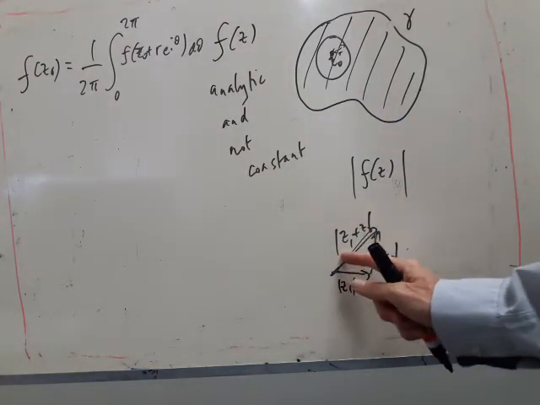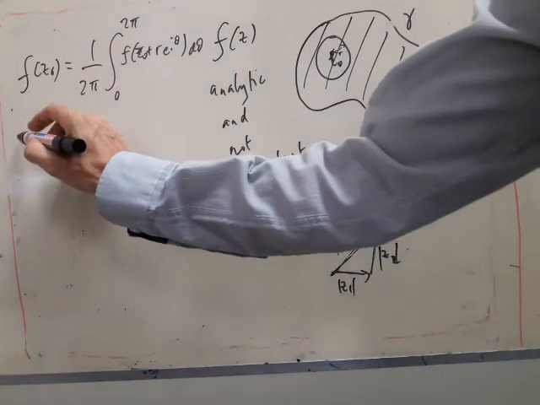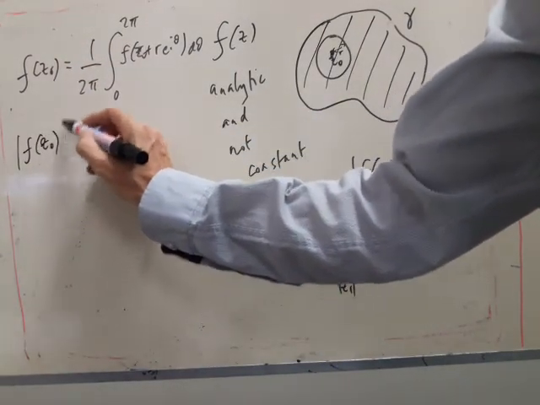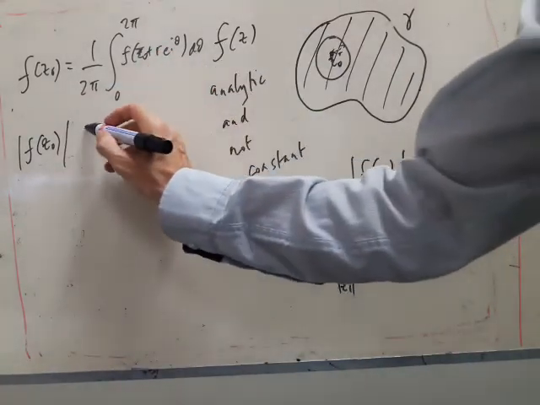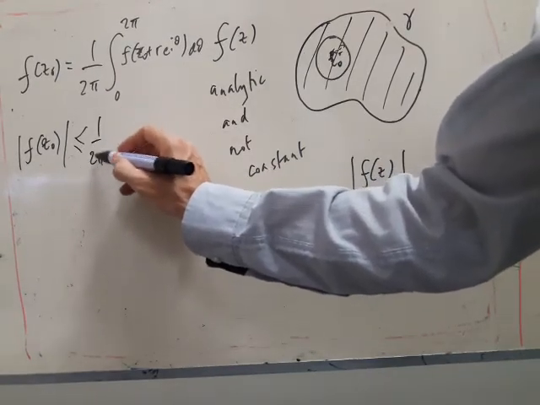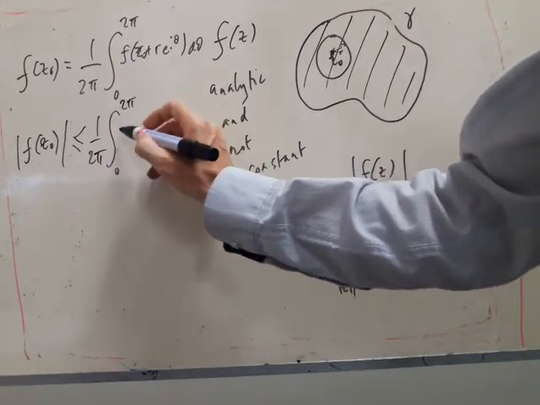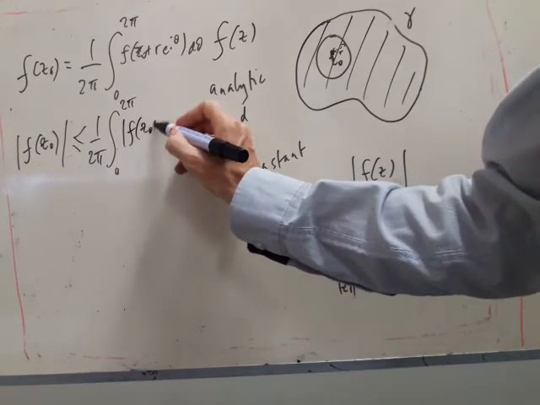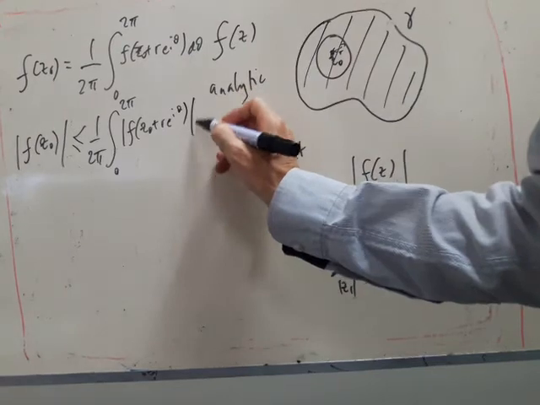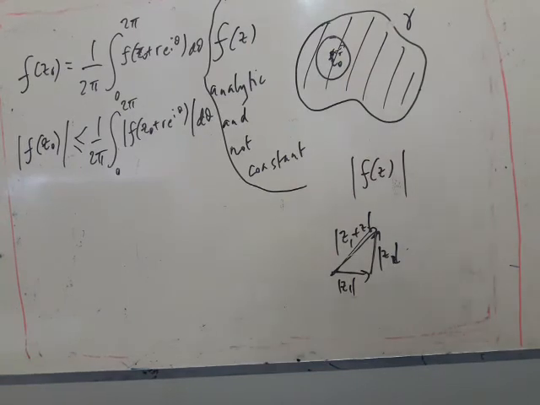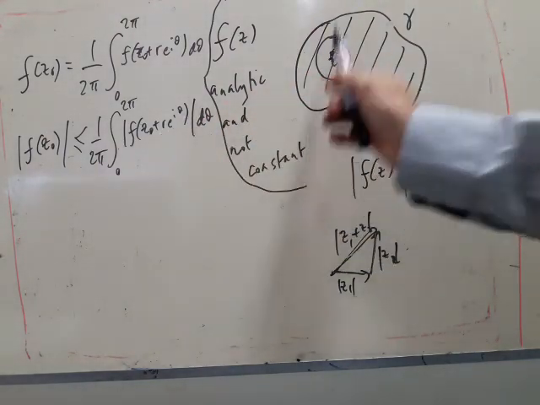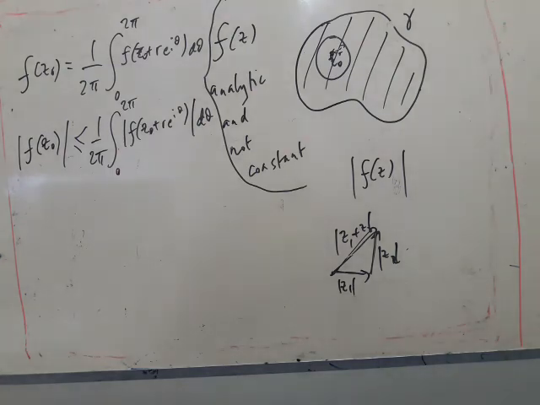When you're doing an integral, this plays the role of the final result. So f of z0 is an integral, which really is just a sum of lots of little bits. So this has to be less than or equal to 1 over 2 pi, and then the modulus of the things you're summing. So we're okay, as I've drawn, with z0 and r talking about a circle inside the region.